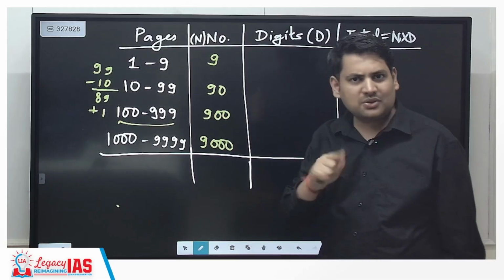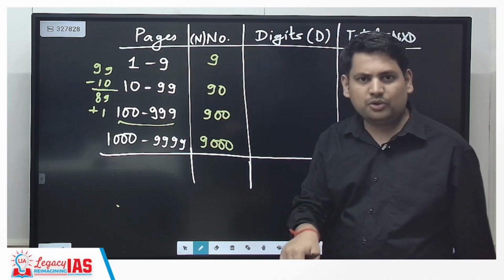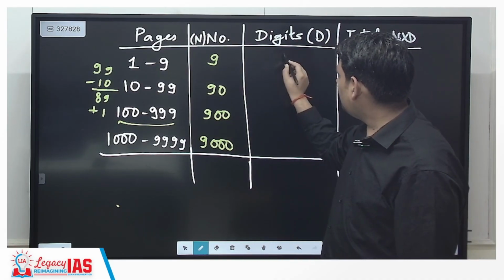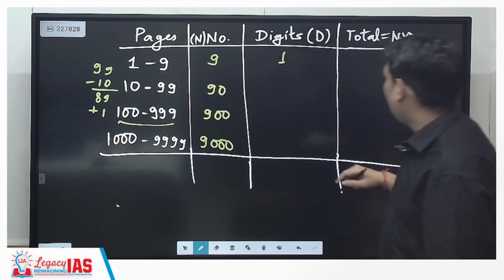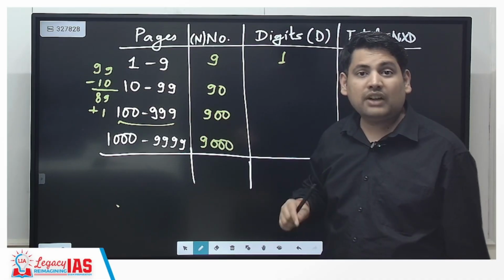Each page requires only pressing of one key. For 1 you press 1, for 2 you press 2, for 3 you press only 3. So each will require, the number of digits required would be 1. Now similarly, for 10 to 99, how many digits will you require for each?